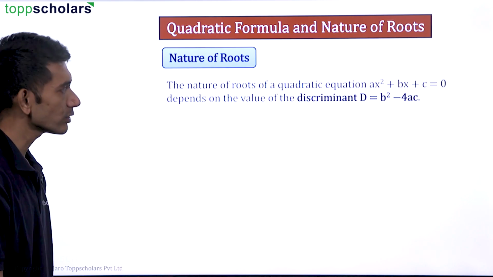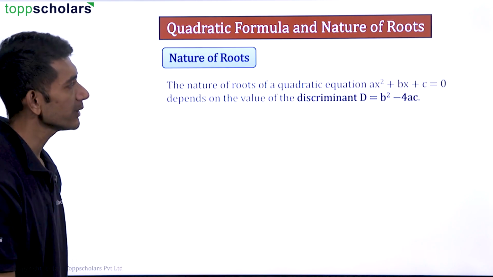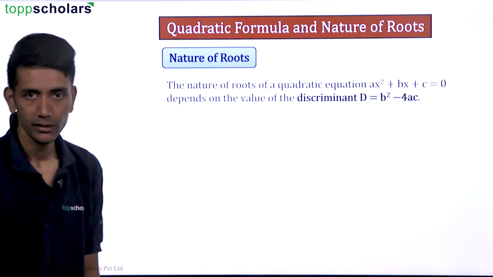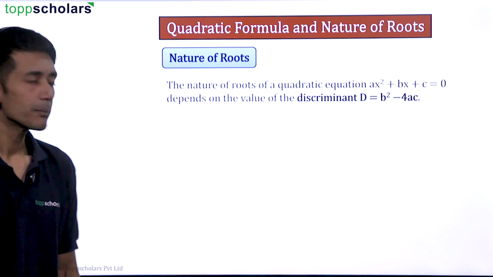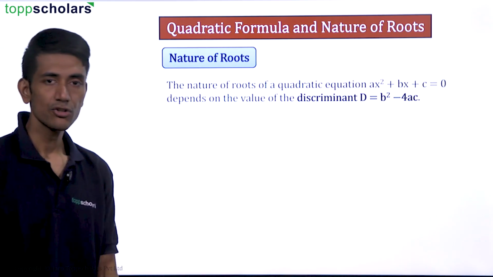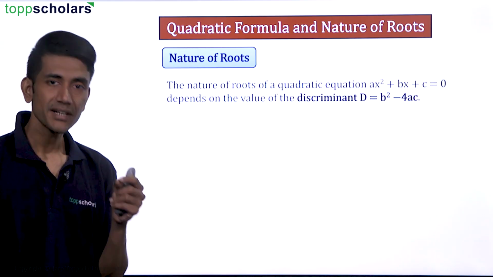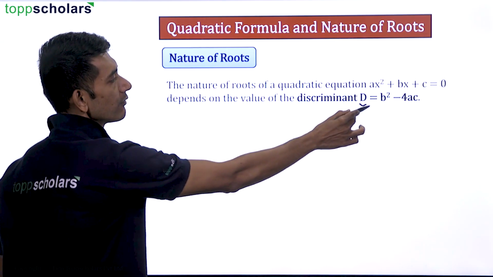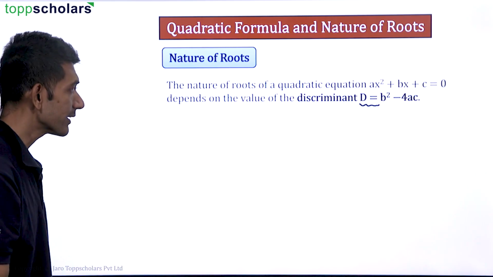So the nature of roots of the quadratic equation ax square plus bx plus c is equal to 0 depends on the value of the discriminant. It depends on what? It depends on the value of the discriminant. So the nature of the roots will always depend on the value of the discriminant, that is b square minus 4ac. How? Let us see.